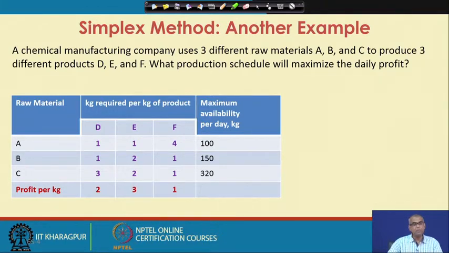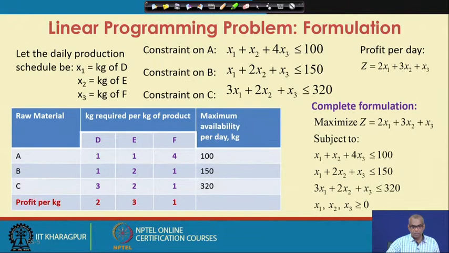The maximum availability per day for each of the raw materials, 100 kg, 150 kg, 320 kg, are given. Profit per kg of D, E and F are also given. So, now let us formulate the problem. Let us consider that the production schedule is we will produce x 1 kg of D, x 2 kg of E and x 3 kg of F.